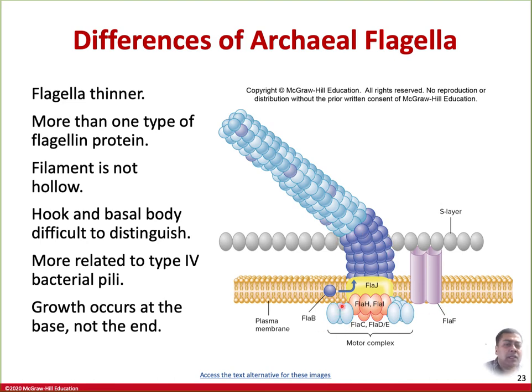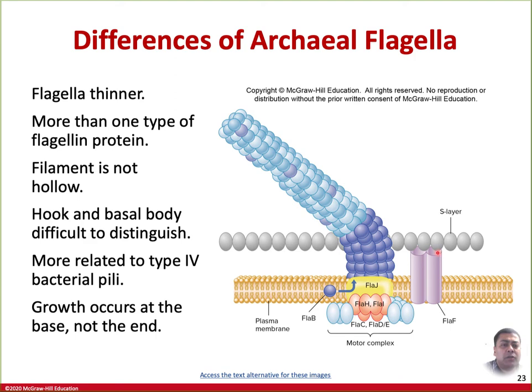And you can see that the basal body is very, very different compared to the bacteria. They actually do contain a lot of these FlaJ group of proteins. This is more related to the type 4 bacterial pili, which is made up of pilin protein, and this pilin protein is similar to that.